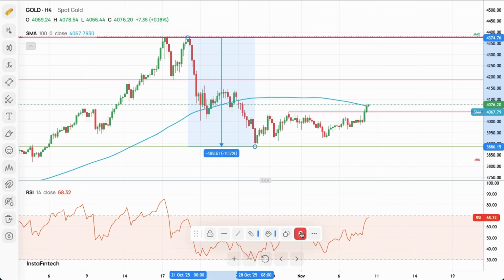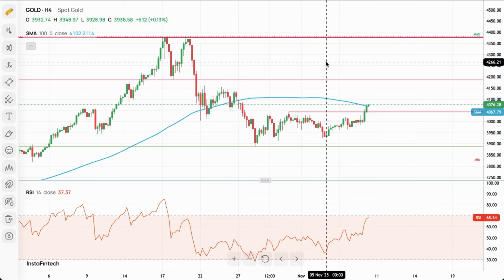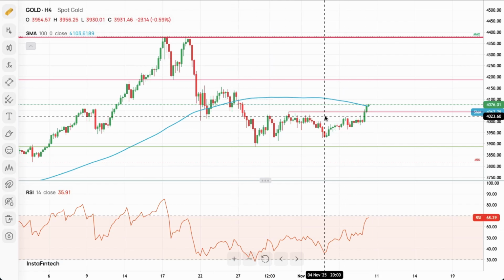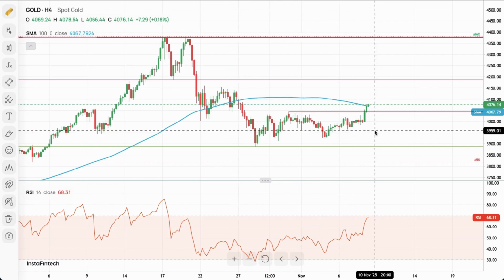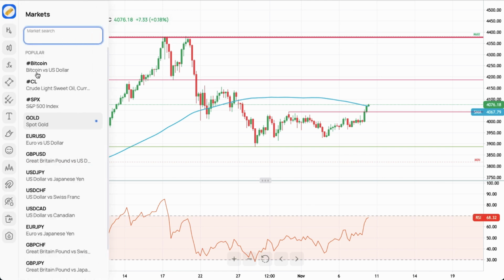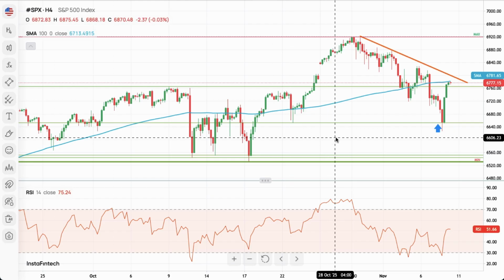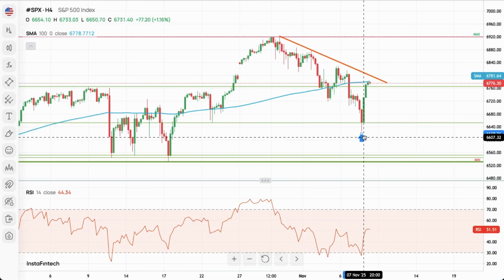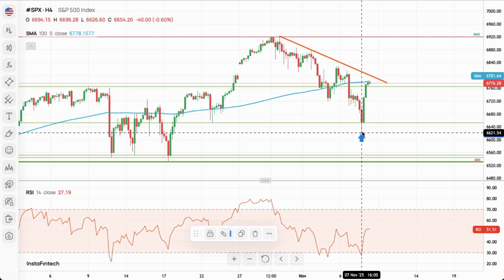Minus over 11% correction. Now the bulls are trying to move higher. We are back to the uptrend. It looks like the bulls really want it. S&P 500, as you can see, bounced quite nicely from the lows of this spike to the downside just recently.